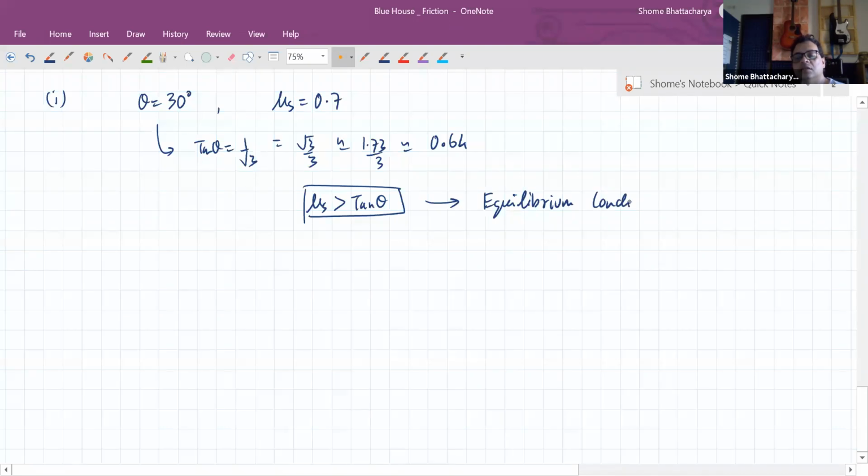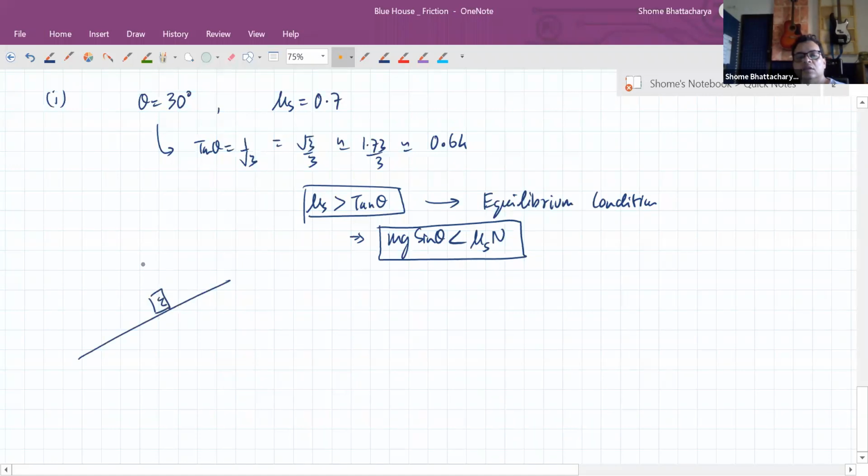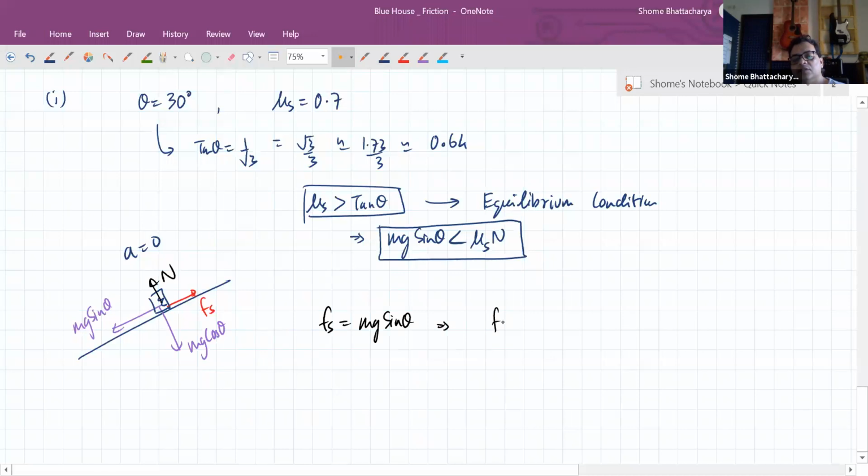Because this basically means that my mg sine theta is going to be less than limiting friction. So my free body diagram will look like this. The acceleration of the block will be zero. The type of friction acting will be static friction, so it will be balancing the tangential force. So static friction will balance mg sine theta.